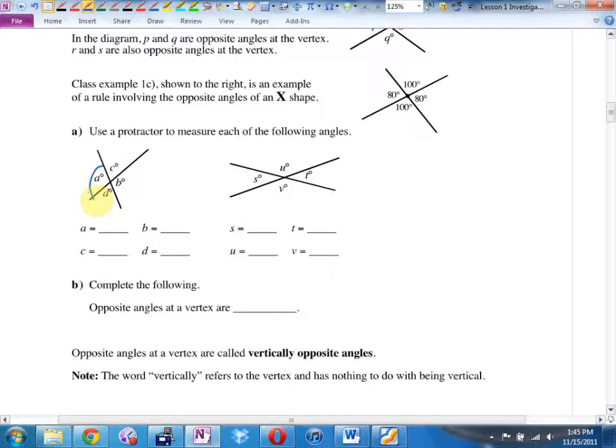Okay, so I can't measure the ones on my screen then because my tablet distorts everything. That's going to be a little frustrating. And I dropped this. There we go.